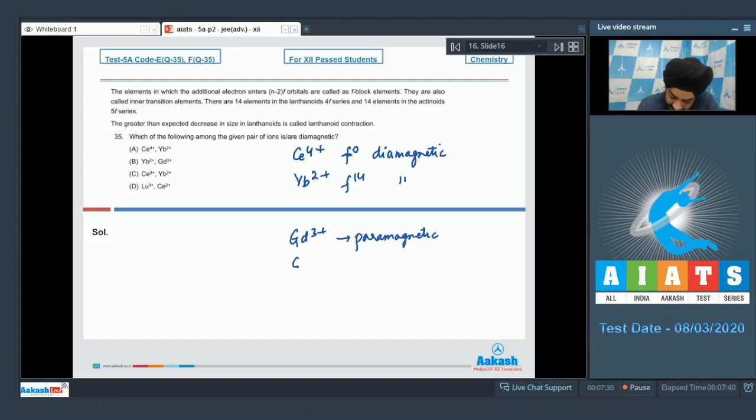Then we have Ce3+. It is also paramagnetic. It has f1 configuration. If we talk about Lu3+, it is also diamagnetic, students. It has f14 configuration. And if we talk about Ce2+, Ce2+ shall also be paramagnetic. So students, if we look at the options which are given to us, we can clearly see that for this question we have to mark the answer as option A only. No other option contains species which are diamagnetic. Let us look at the next section now, students.